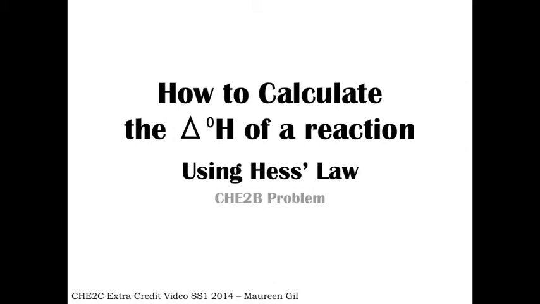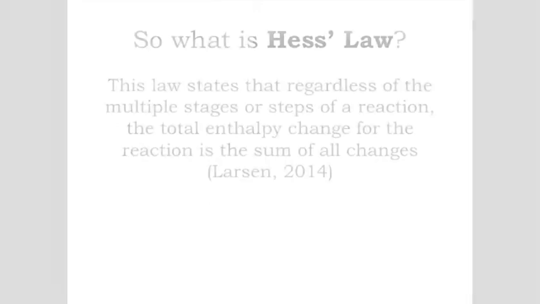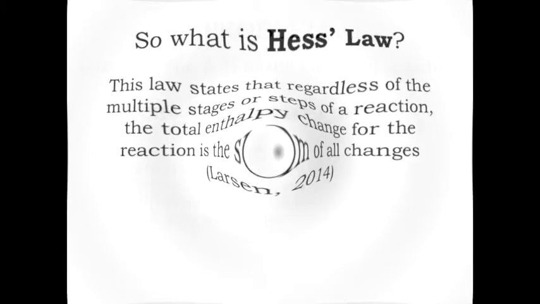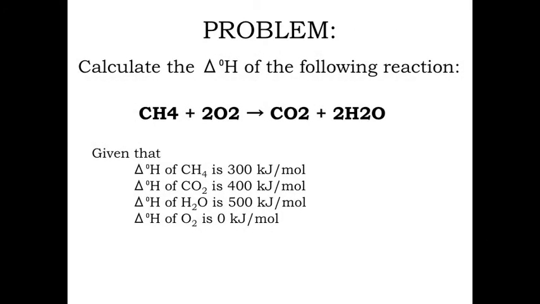Today I'm going to be showing you guys how to calculate the delta H of a reaction using Hess's law. But before we get started, what exactly is Hess's law? This law states that regardless of the multiple stages or steps of a reaction, the total enthalpy change for the reaction is the sum of all changes. Now let's look at the problem.